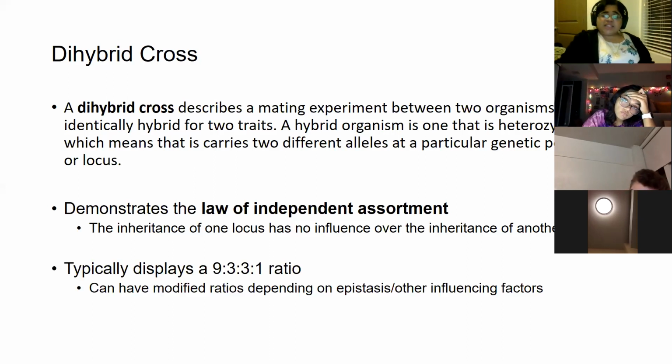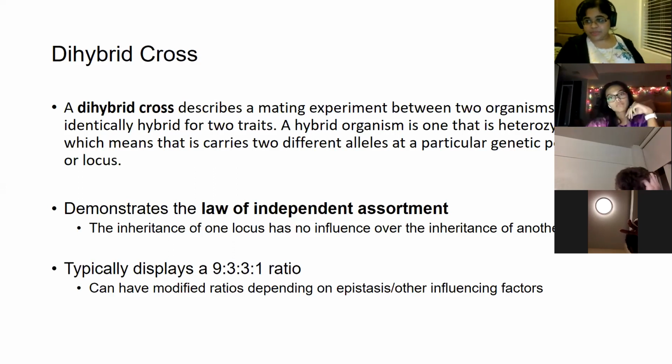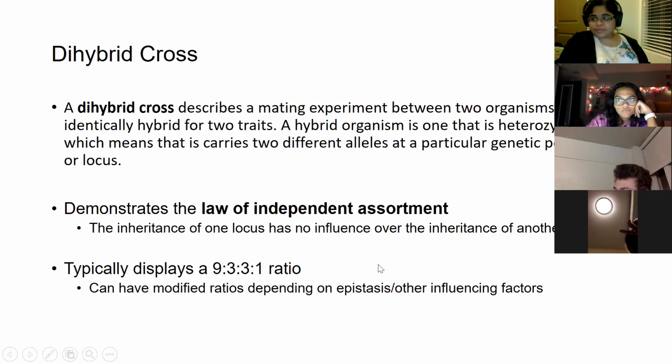And this shows a 9:3:3:1 ratio. However, it can be modified depending on the conditions, but we won't go into the factors that are involved just yet, okay? So don't rack your head on that too much. Just remember this phenotypic ratio that you see, and then the law of independent assortment, okay? That's how it gets shown.